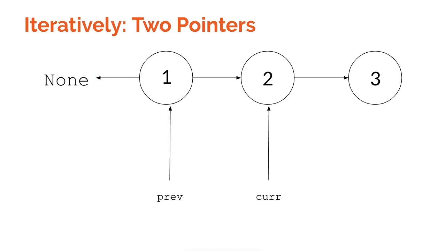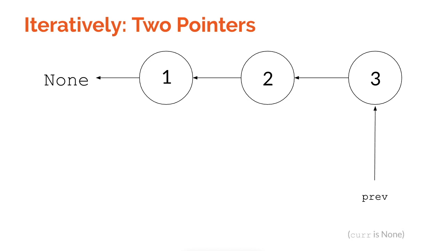And same thing, we're going to have current actually point to previous. And then we'll repeat one last time, have current point to previous. And now notice that our current doesn't point to anything anymore. So all we have to do is return previous.